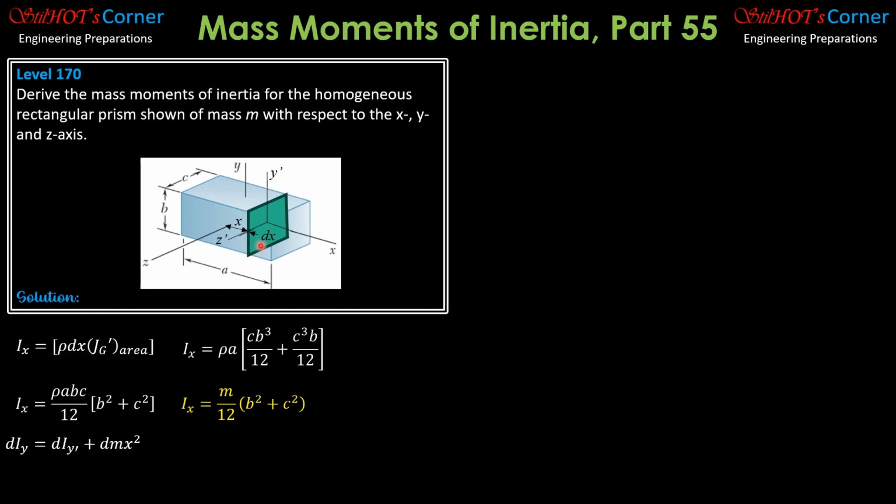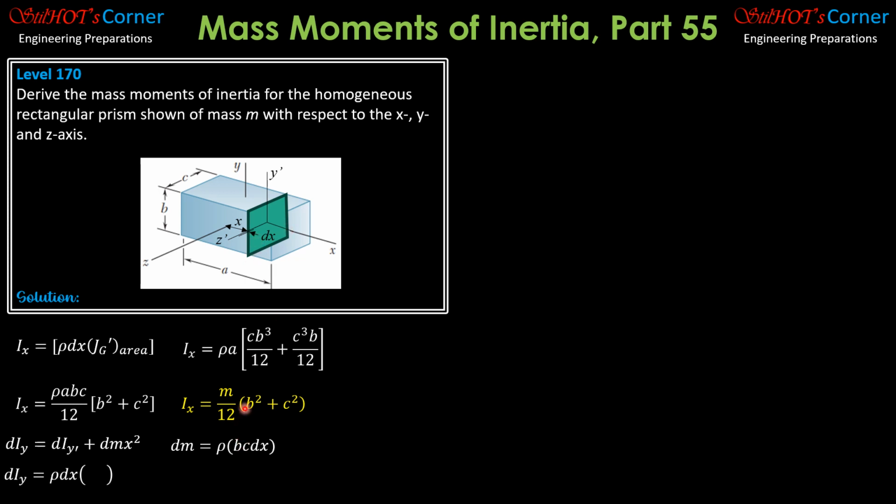While differential mass is simply bc, the area of the rectangle, times thickness dx, times density, or density times area of the rectangle times thickness dx. So differential Iy is equal to rho, density, times thickness dx. This is the differential mass, by the way: density times area of the rectangle, which is c times b or b times c, then times thickness dx.